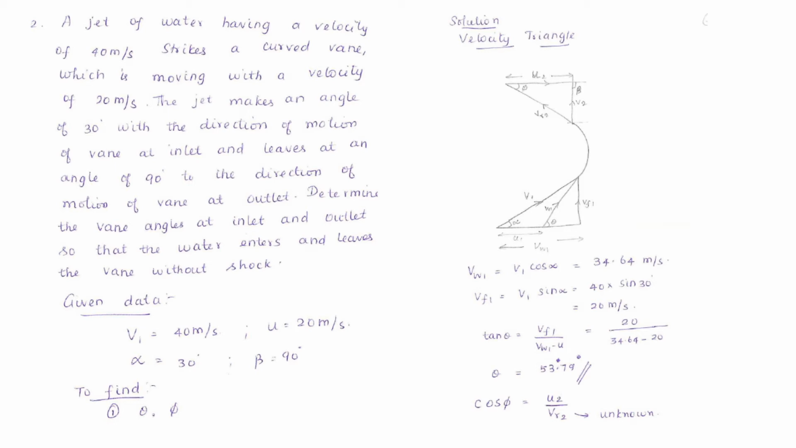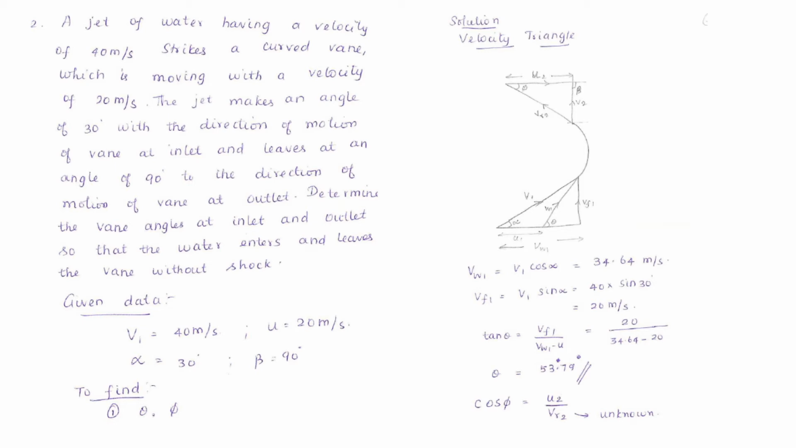So see the diagram. There is a curved vane and the water striking the vane at alpha. So V1 and alpha are represented, and the vane is also moving. It is represented as U1. So you'll get VR1, that is the relative velocity VR1. It makes an angle of theta, that is the vane angle. V1's vertical component is VF1 and V1's horizontal component is VW1. So these are all represented in the inlet velocity triangle.